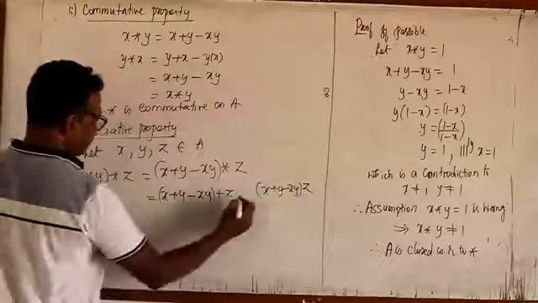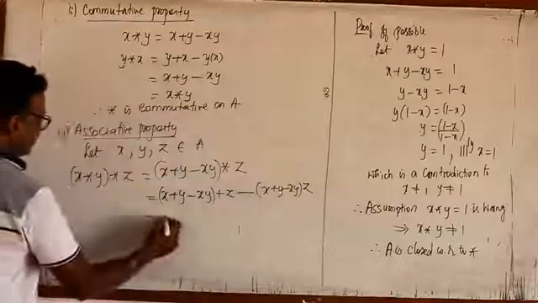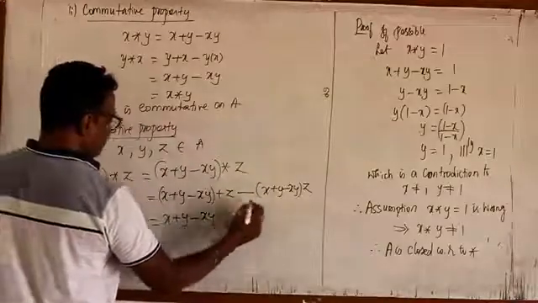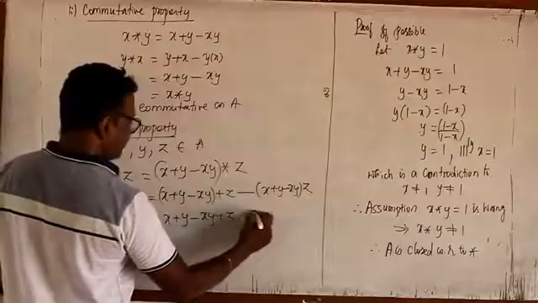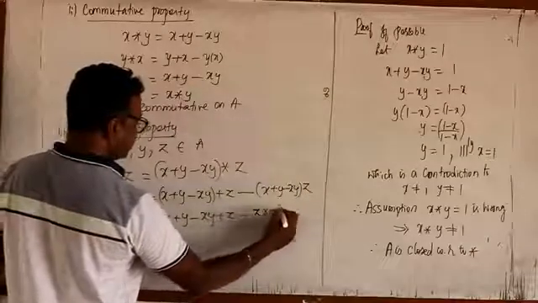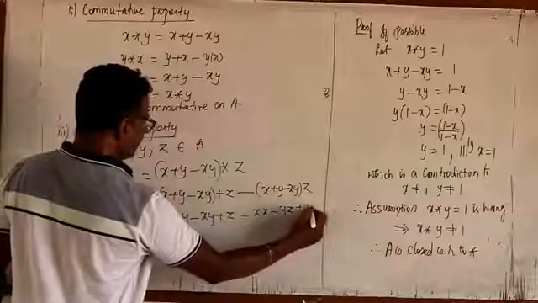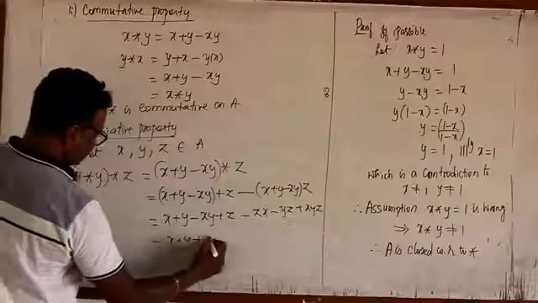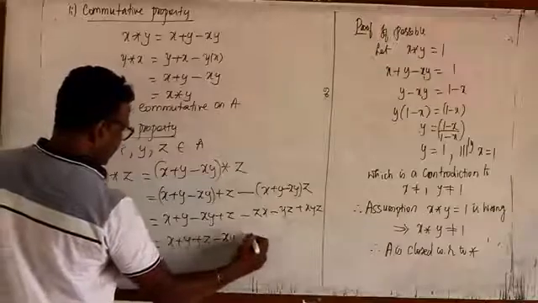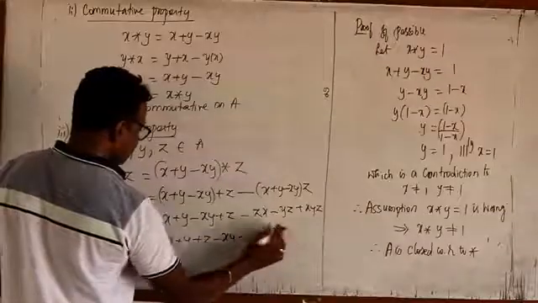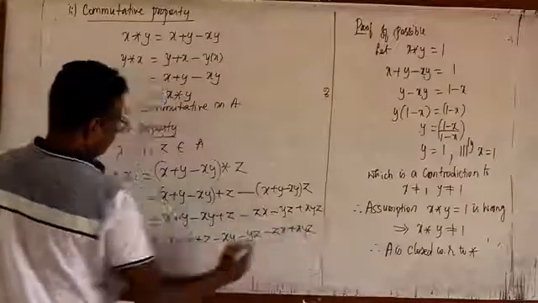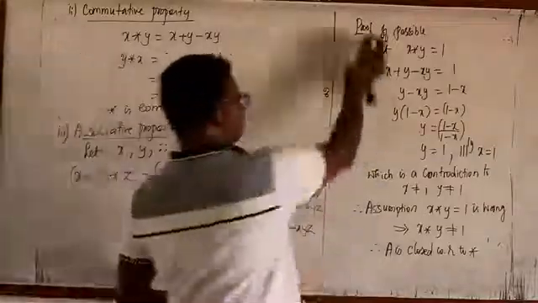I multiply them, then I have to subtract. That is, remove the bracket: x plus y minus xy plus z, now multiply with minus z: minus zx minus yz plus xyz. So rearranging: x plus y plus z minus xy minus yz minus zx plus xyz. This is the left hand side.